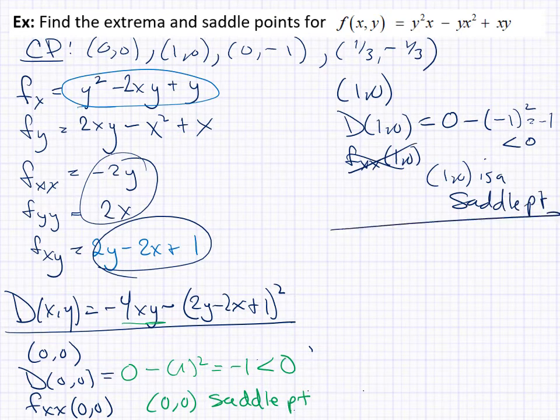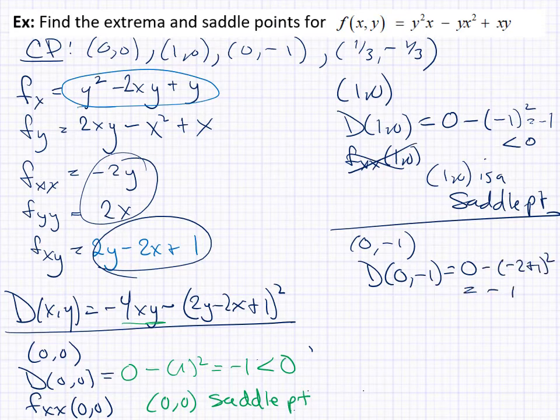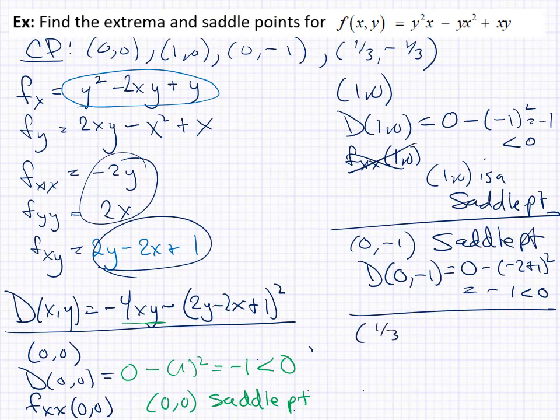All right, let's look at 0, negative 1. So look at it in the discriminant. Let's see what happens. We're going to get 0 again. y is negative 1 this time, so we're going to get minus negative 2 plus 1 squared. Again, we're going to get negative 1, which is less than 0. So this one's a saddle point also. All right, finally, let's look at 1/3 and negative 1/3. I don't think this is a saddle point.